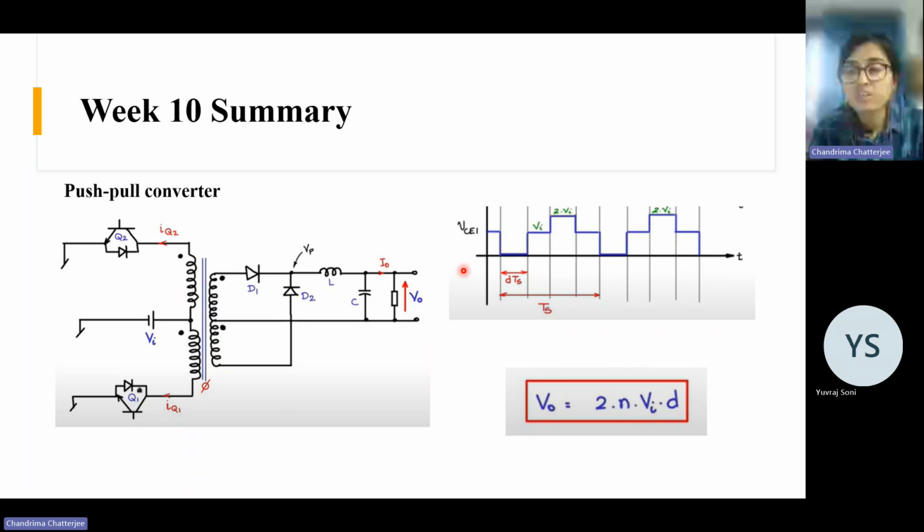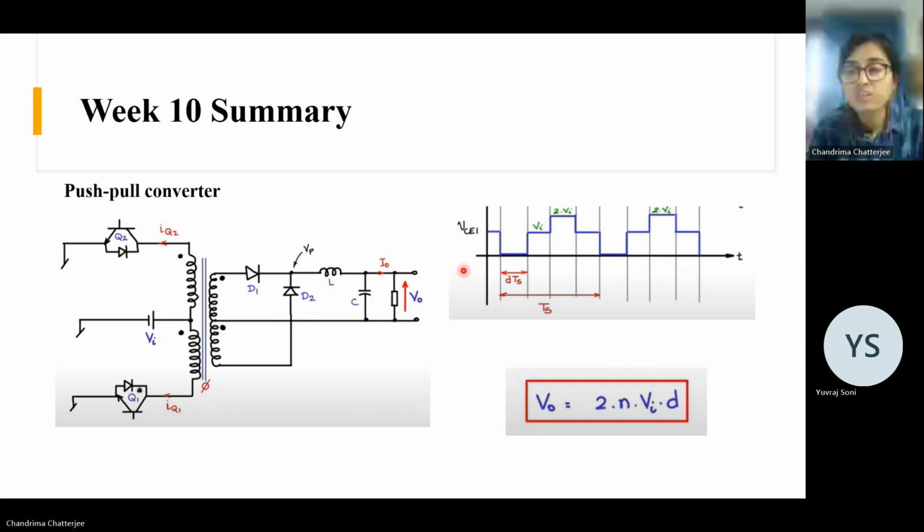So the disadvantage of the push-pull converter is that each device has to block twice the input voltage. This is one disadvantage. And here the output voltage and input voltage relation is 2N VI D, where N is the turns ratio, VI is the input voltage, and D is the duty ratio of the switch. Why does this 2 come?